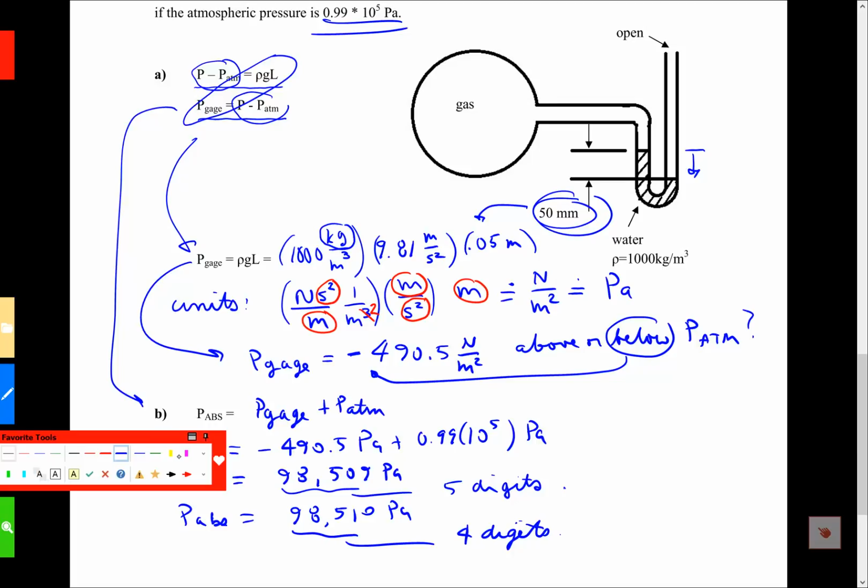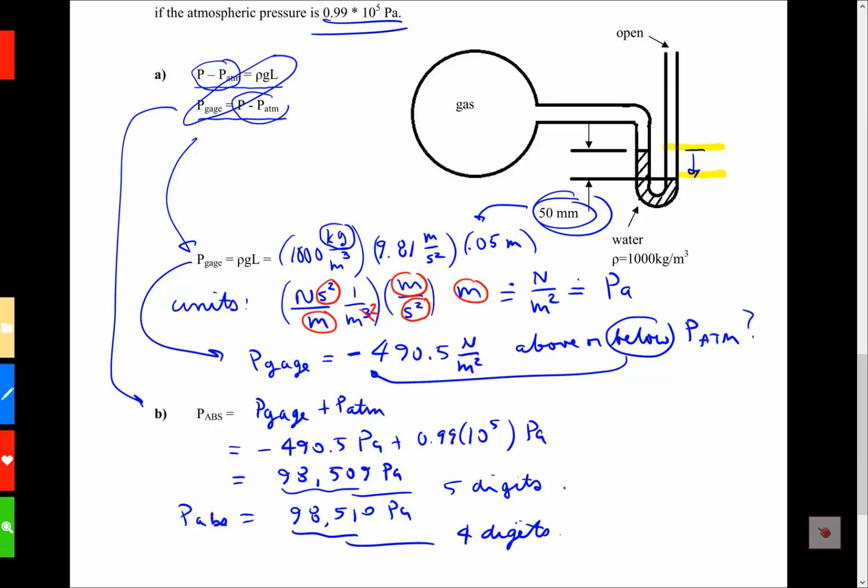Let's recap. In this problem, we've got a manometer where one leg's higher than the other, and we use that information to find out if the gauge pressure is minus in this case. We converted kilograms to Newton second squared per meters to find that the units were pascals. And when we computed the absolute pressure, we had to add back the atmosphere. And then finally, if you remember that the implied accuracy can inform how many digits you need in reporting your answer, then all will be well.